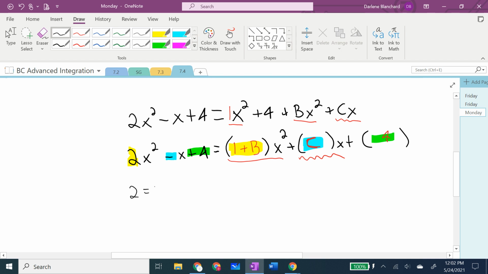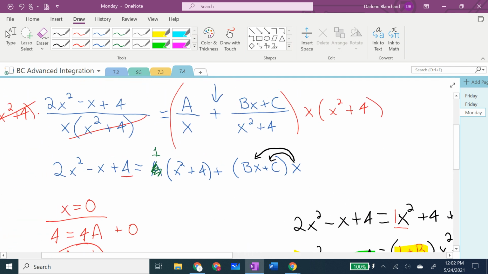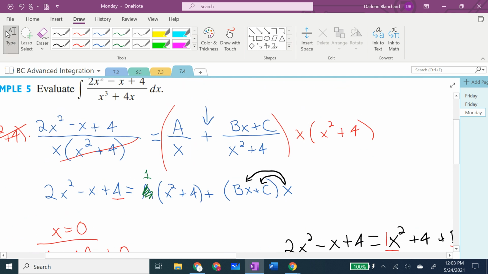So if 2 equals 1 plus b, then b must equal 1. And just flat out, negative 1 is equal to c. We've got our a, b, and c. And now we're going to go back and put all of this information in. Let me remember that a is 1.